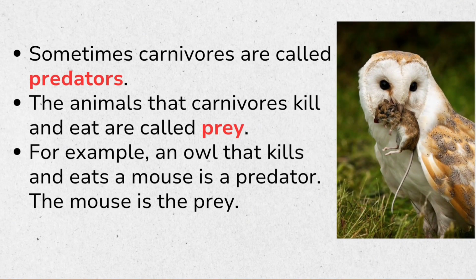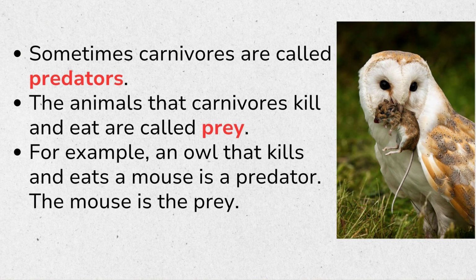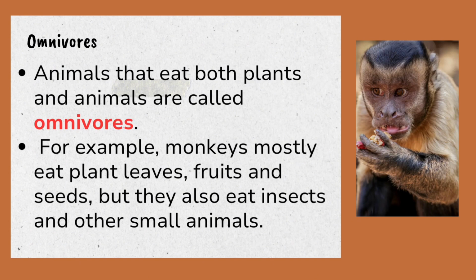Sometimes carnivores are called predators. The animals that carnivores kill and eat are called prey. For example, an owl that kills and eats a mouse is a predator. The mouse is a prey. Animals that eat both plants and animals are called omnivores. For example, monkeys mostly eat plant leaves, fruits, and seeds, but they also eat insects and other small animals.